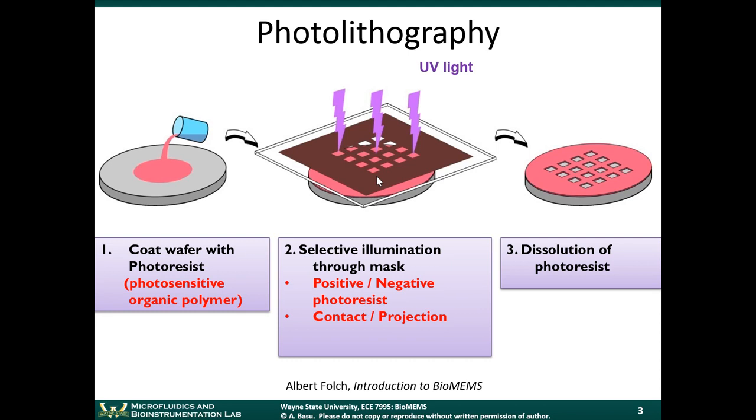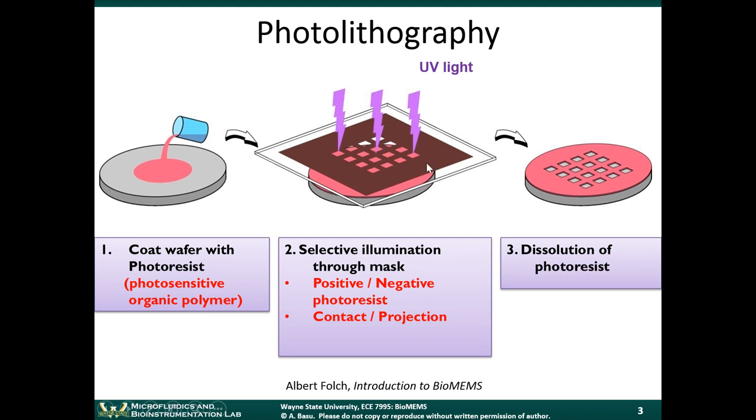There are two types of photoresist. There's a positive and a negative photoresist. A positive photoresist becomes soluble when exposed to light. It becomes soluble in developer. A negative photoresist becomes insoluble when exposed to light.